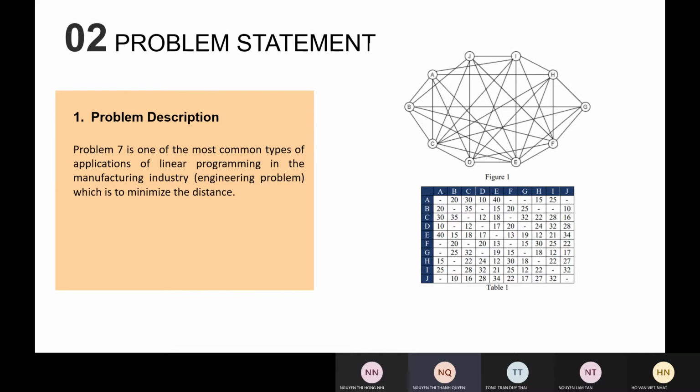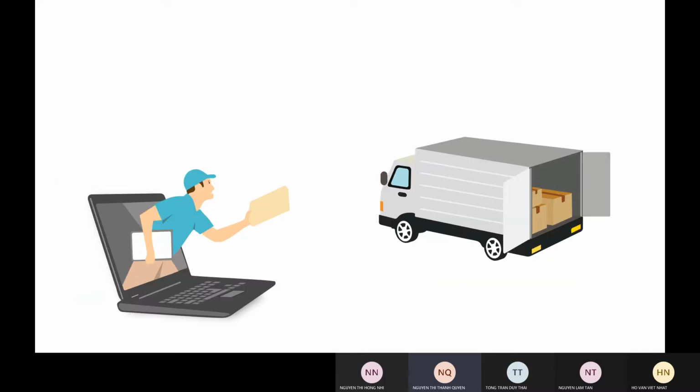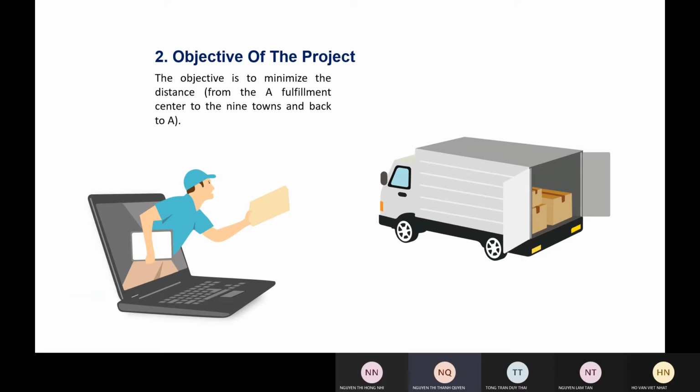Our group's assigned problem 7 is one of the most common types of applications of linear programming in the manufacturing industry, which is to minimize the distance and minimize the cost of delivery. Our objective is to minimize the distance from the A fulfillment center to the 9 towns and back to A, and minimize the cost of delivery.